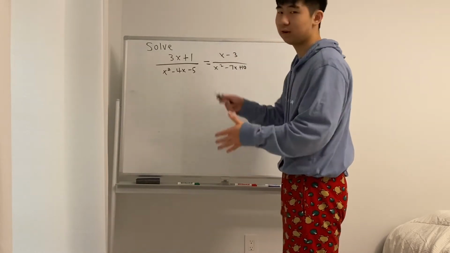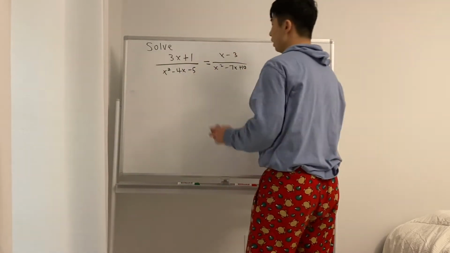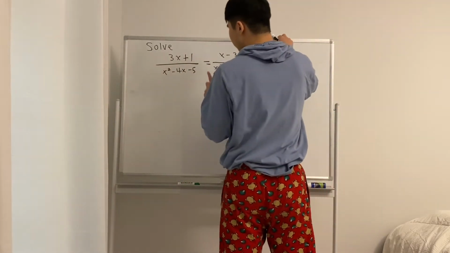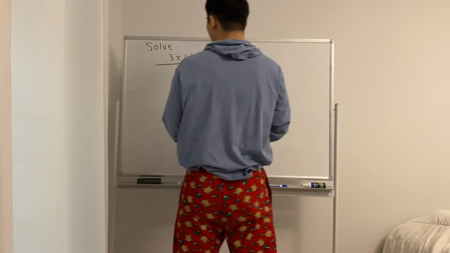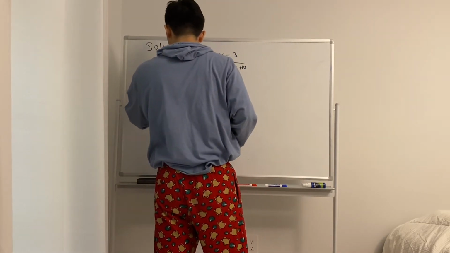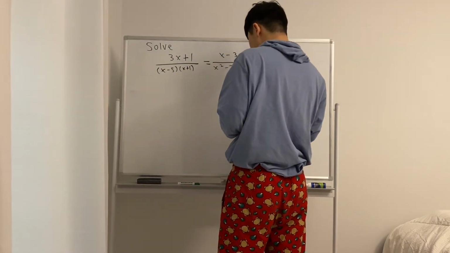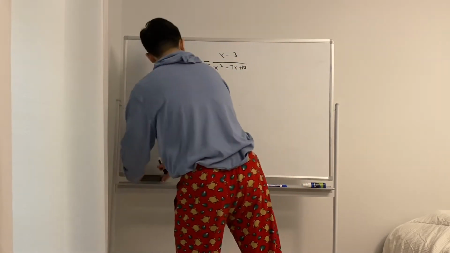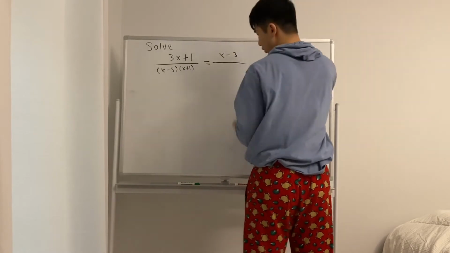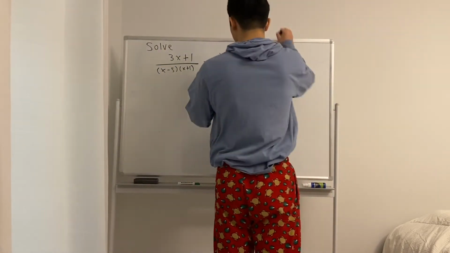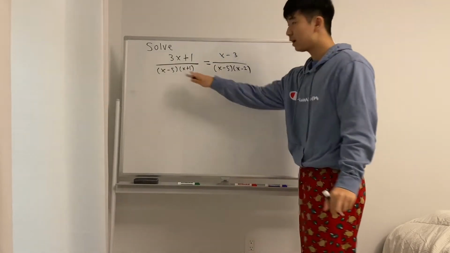So first thing I'm going to do is I'm going to factor anything that can be factored. So this x squared minus 4x minus 5, that just factors to x minus 5, x plus 1. So x minus 5, x plus 1, and this over here factors to x minus 5 times x minus 2. So x minus 5, x minus 2. Okay, so now we factored everything that can be factored.